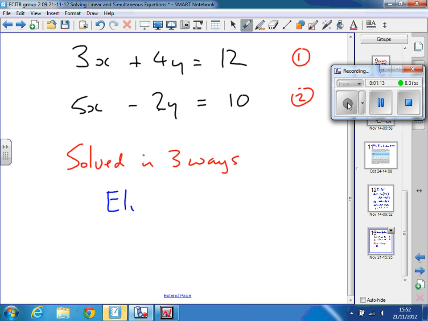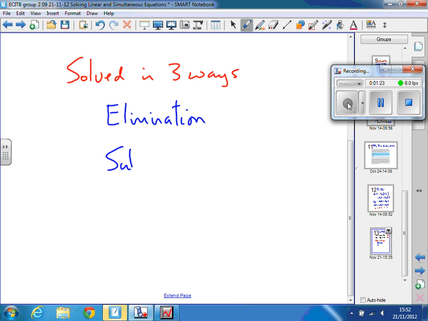Elimination, which if you've done any work on simultaneous equations will probably be the one that you're thinking of. Substitution, which is a more general algebraic method, and it's certainly something that you would use if the equations were more complex than just straightforward linear equations. In other words, I had powers involved. And finally, graphical, by plotting a graph of the first equation, a graph of the second equation, and seeing where they cross. Where they cross is the solution to the two equations.